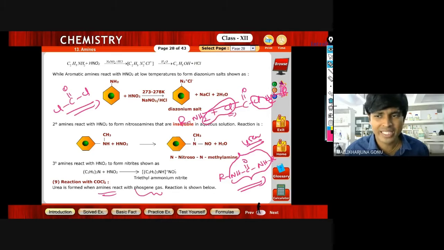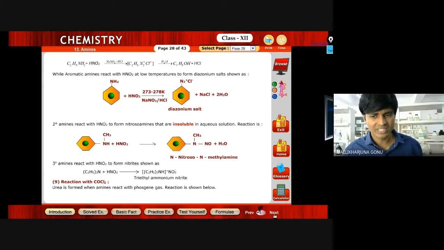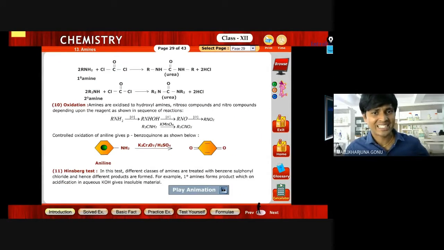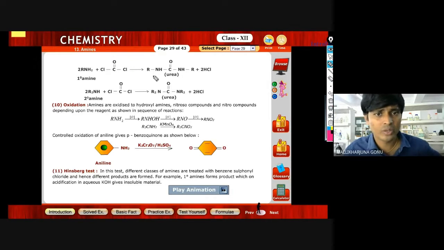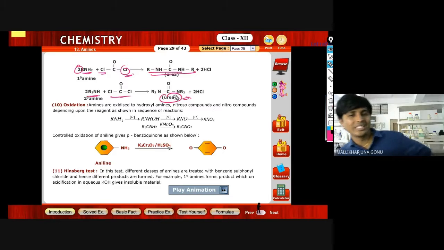You have to remove HCl, H2O. These reactions are called condensation reactions. So this is what we have just discussed. From this side also RNH is attached, two molecules of RNH. From this side also remove HCl, add RNH. Secondary amines also will react and urea will be formed, which is used mostly in pesticides. It is mostly used, urea. Next, oxidation.